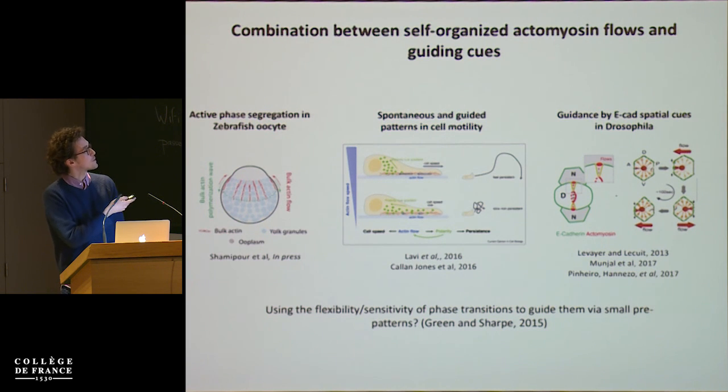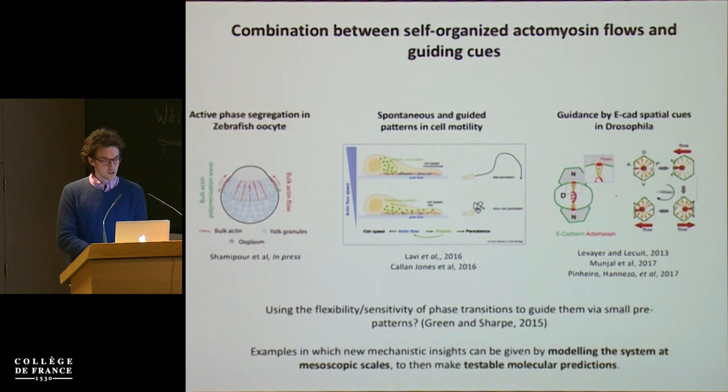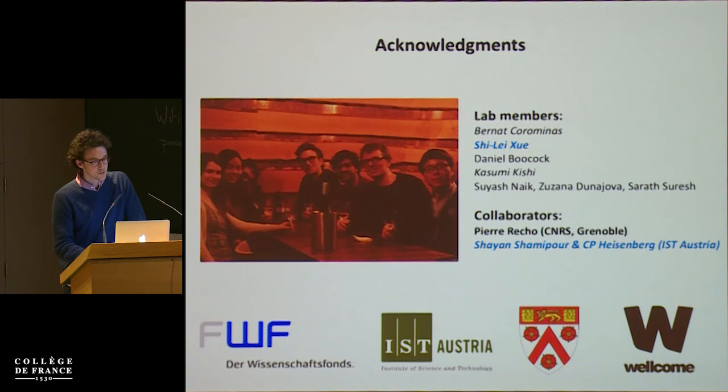And in a way this bears a lot of resemblance, for instance, to the mechanisms around cell motility, right? Self-organized flows with small guiding gradients, or how oocyte dynamics, for instance in Drosophila, can bias self-organized actin flows. And this is also an example where you can model the system at a mesoscopic scale, but that makes testable molecular predictions, where you can go back and forth between theory and experiments.